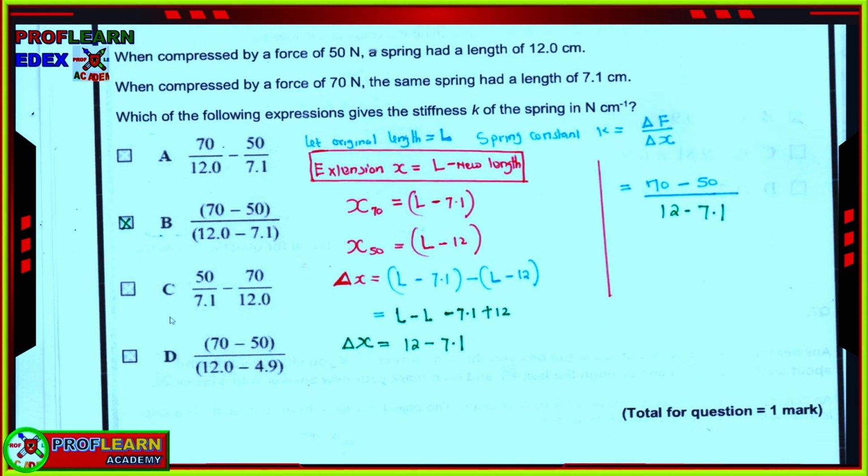When compressed by a force of 50 newtons, the spring had a length of, rather, 12 centimeters. Now I need to take some water so that I can proceed.